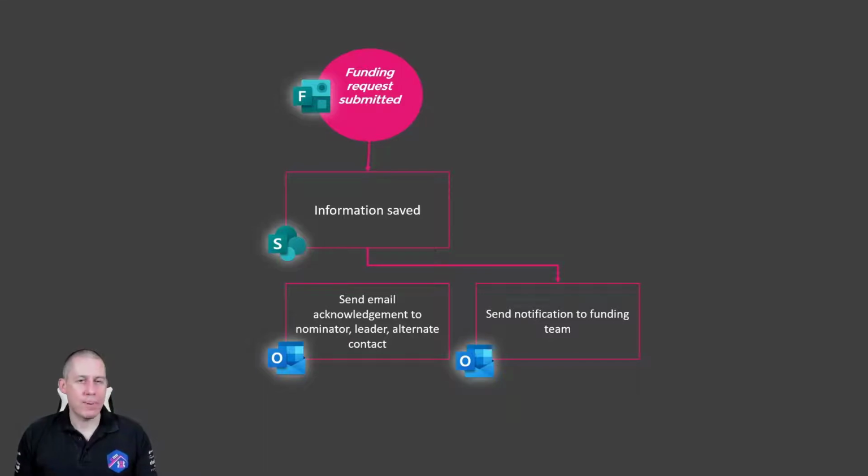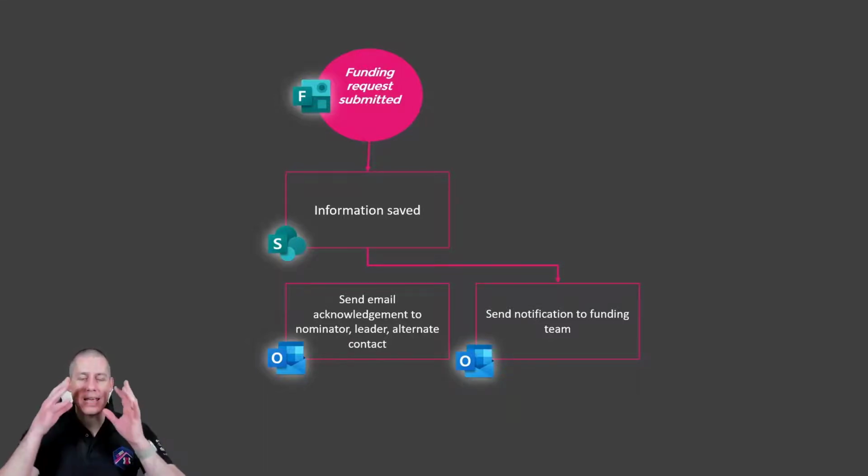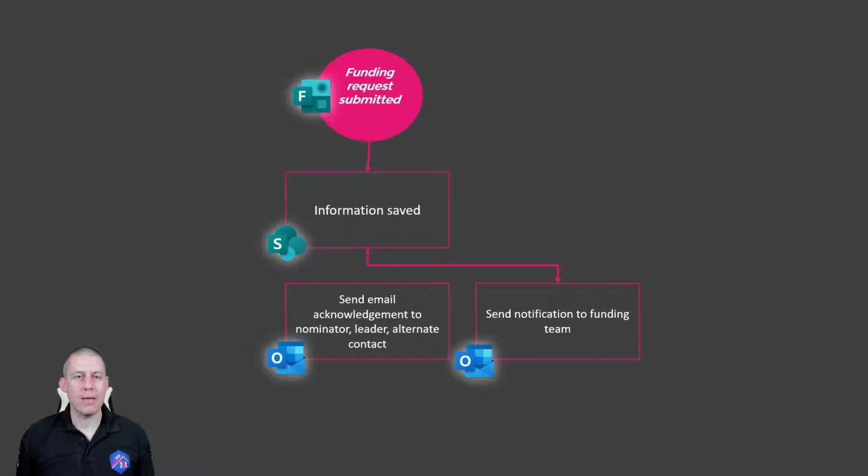The first being stage 1. Take the information that's been submitted from Flow, store it in SharePoint, send out some notifications. Yeah, that's the basics of what I'm trying to do. So nice and simple.